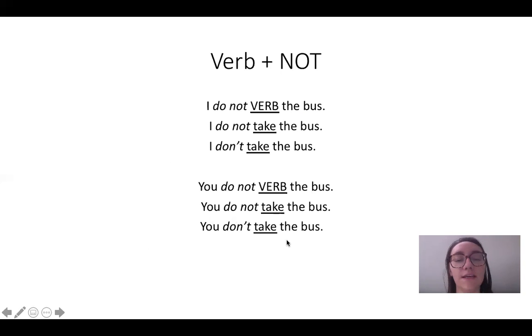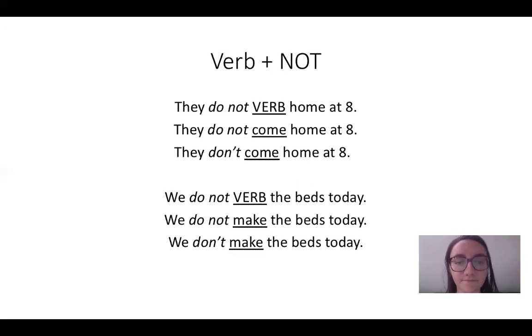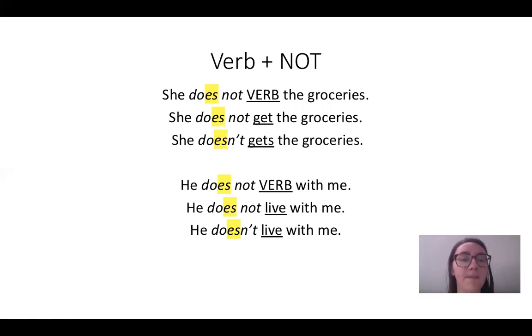So all you're doing is you take the words do and not, right? And you put them in between the subject and the verb, right? Who you're talking about and the action that you're talking about. And you just put do not, and that lets people know it's negative. They do not come home at 8. We do not make the beds today. It's all really simple, just putting in do not.